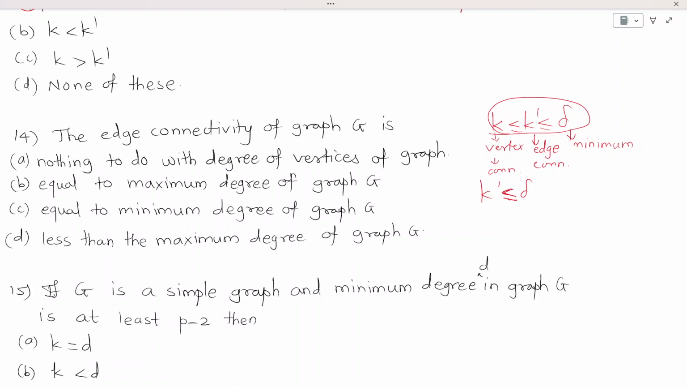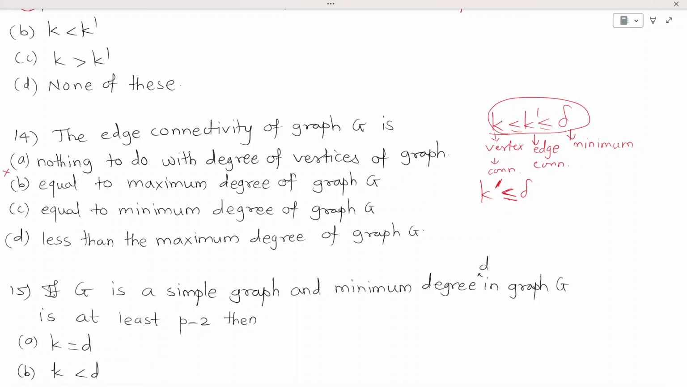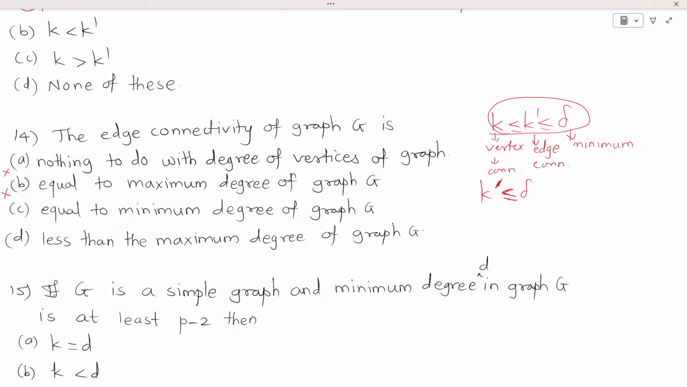Nothing to do with degree of vertices of graph. This is incorrect because k dash is always less than or equal to minimum degree of D. So first option is incorrect. Equal to maximum degree of graph G, it is less than or equal to delta. So we cannot say it is equal to maximum degree of graph G. So option B is also incorrect. Equal to minimum degree of graph G, no, it is less than or equal to minimum degree of G. So option C is also incorrect.